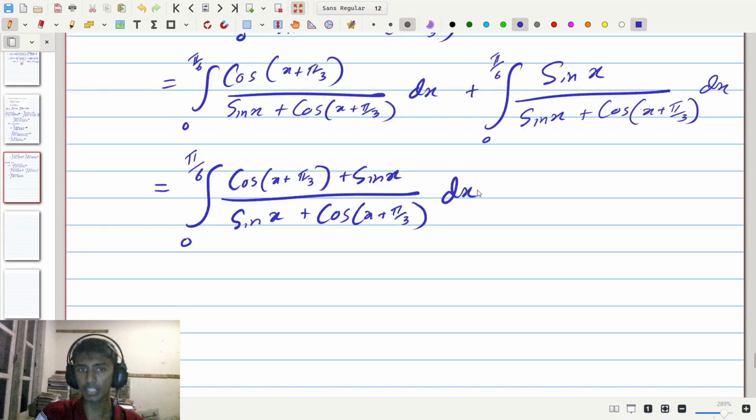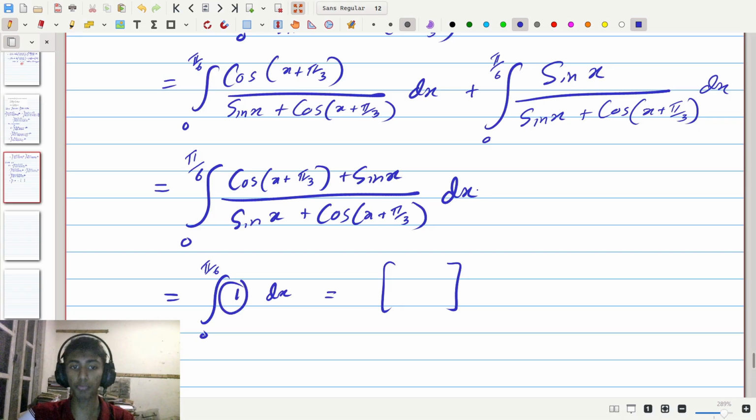Now we can see, since this top is the same as the bottom, they will cancel out, leaving us with just a 1. The whole thing cancels, leaving us with just the integral from 0 to pi by 6 with respect to x of 1 dx, which is simply the limits of the integral of 1, which is theta, or in this case x rather, from 0 to pi by 6.